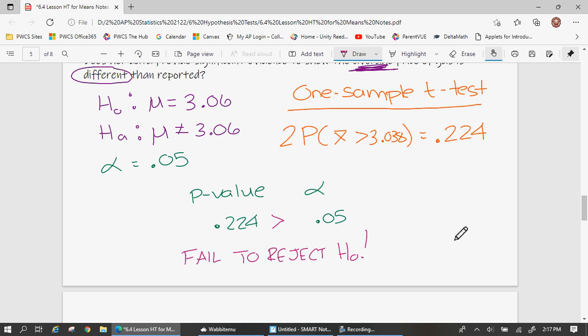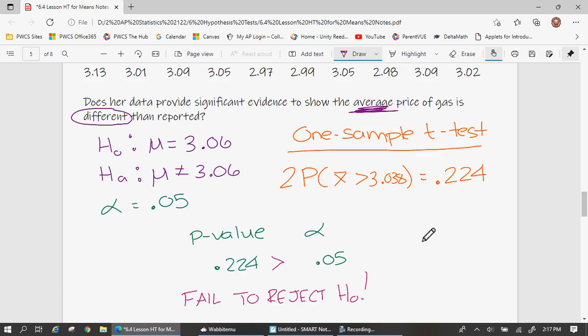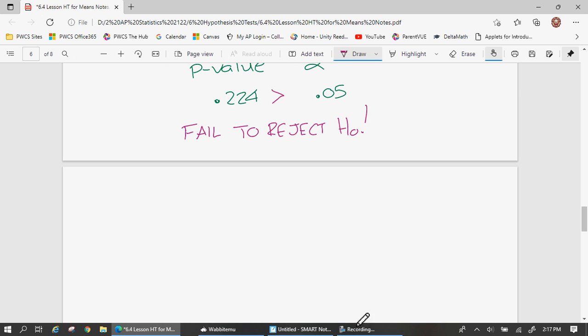And so what this means is we're not saying that the average gas price is $3.06. We're not guaranteeing that. We're not saying it's true. But what we're saying is, based on our sample of 10 gas stations, we do not have enough evidence to say that the gas prices are different than reported. So let's write that up.